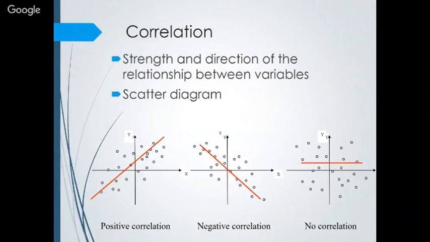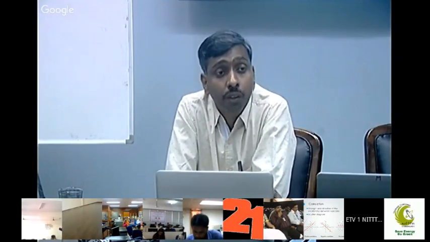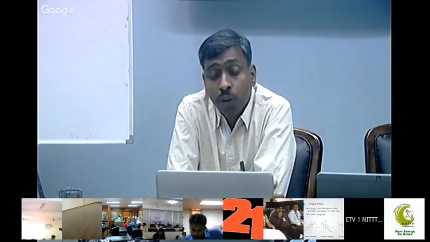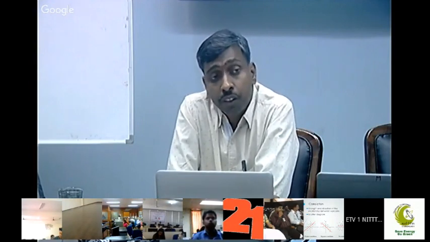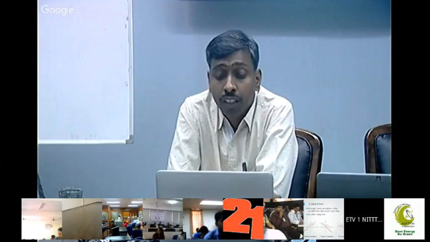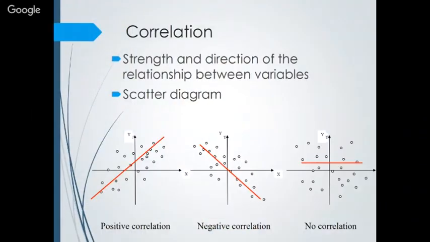Correlation is something different from t-test and ANOVA, because, as the name itself says, it is for checking the relationship between two variables. Correlation is done for the strength and direction of the relationship between two variables. This correlation test is used to check the strength and direction of the relationship between variables. Okay, that is correlation analysis.